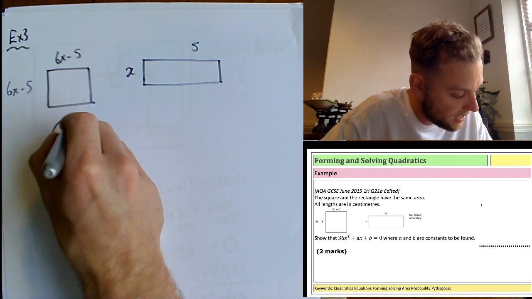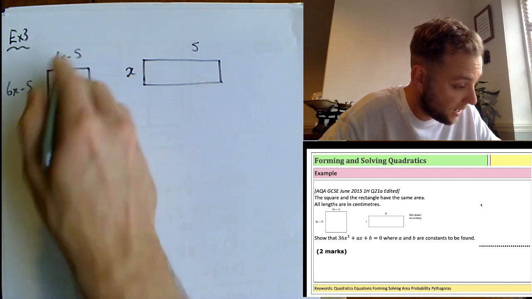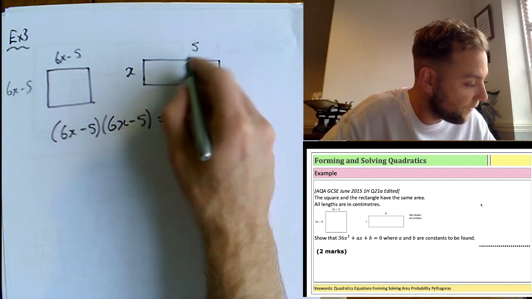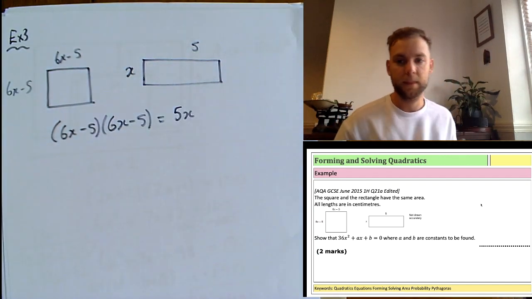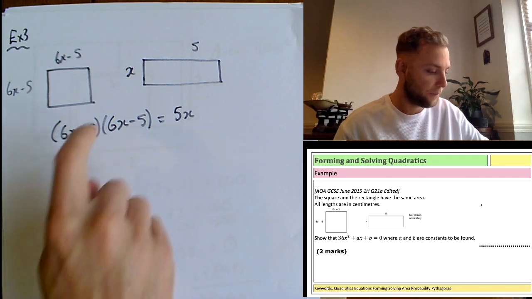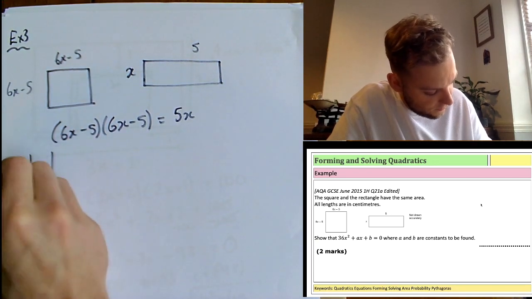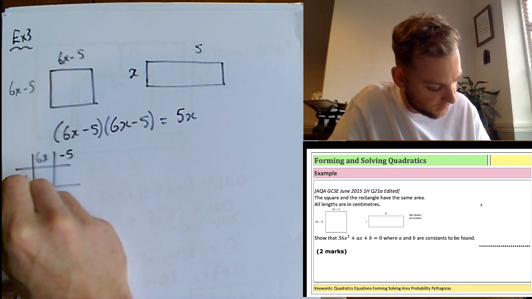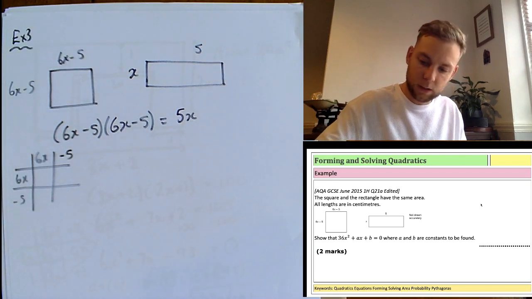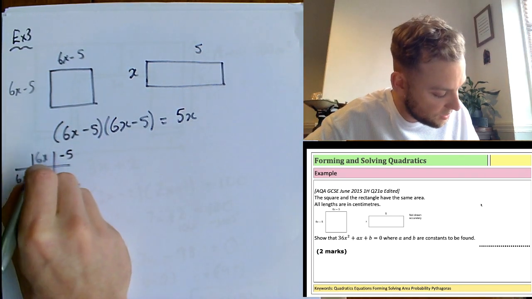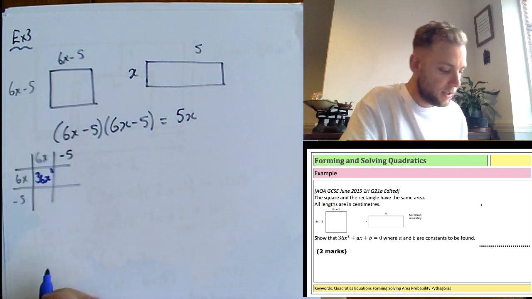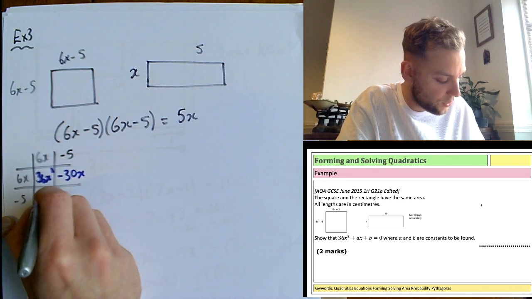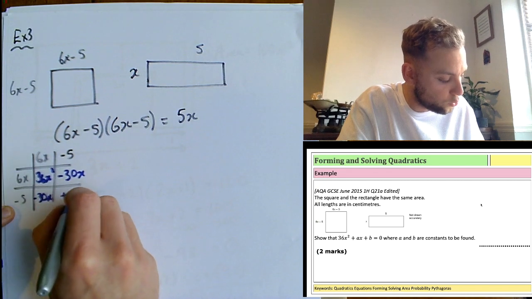So bracket 6x minus 5 times this one, 6x minus 5, is equal to this one here, which is just 5 times x, which is 5x. So this one actually isn't too bad. I'm going to use the grid method for this. Again, you can use whatever technique you want. I prefer the grid method. 6x minus 5. So 6x times 6x is 36x squared. 6x times minus 5 is minus 30x. Minus 5 times 6x is minus 30x. And minus 5 times minus 5 is plus 25 there.